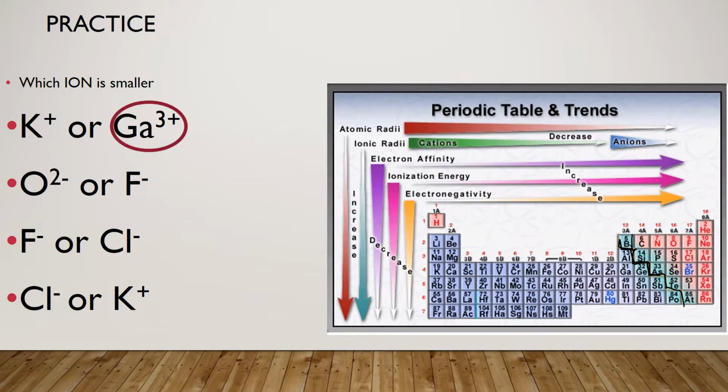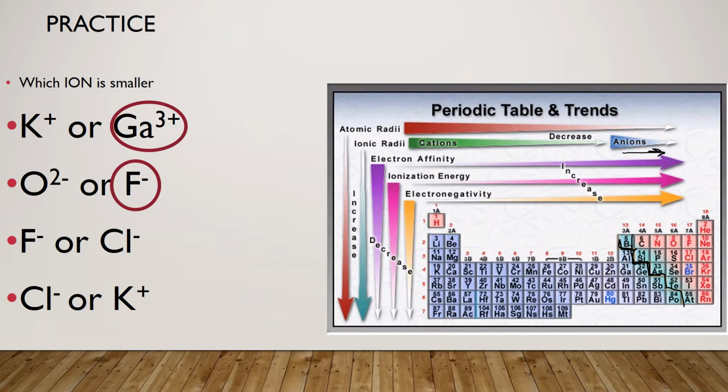Okay. Next, we have oxygen and fluorine. These are both anions. But just like other anions, the trend is still decreasing as you go from left to right. So that tells you that fluorine is still going to be the smaller of the two because it's the one furthest to the right.